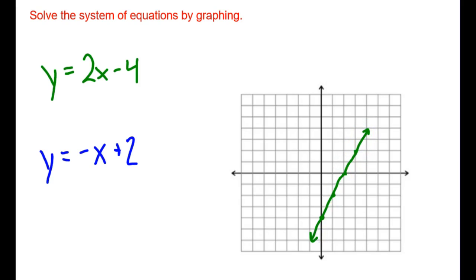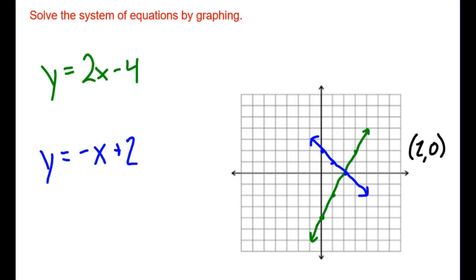Now going to the second equation, y = -x + 2, y-intercept of positive 2, a slope of -1, so down 1 over 1, continue that pattern. Draw a line through the points. When we're solving a system of equations by the graphing method, we're graphing our equations, we're looking for any points of intersection. Over here it looks like a point of intersection is (2, 0).